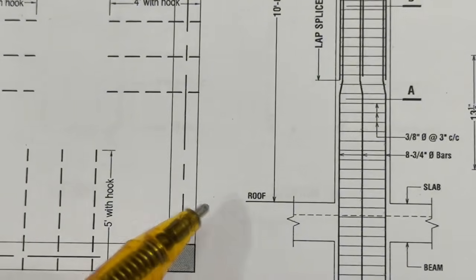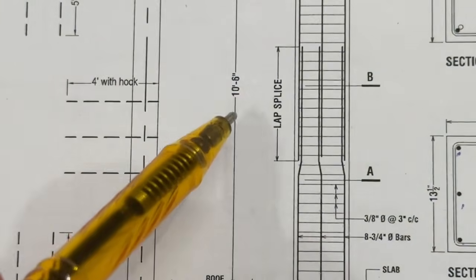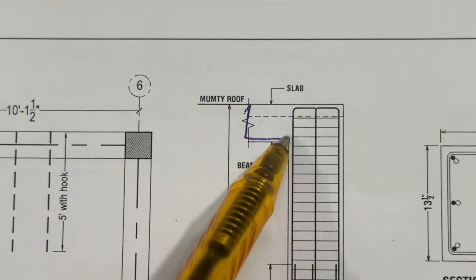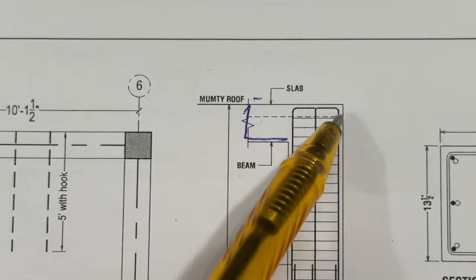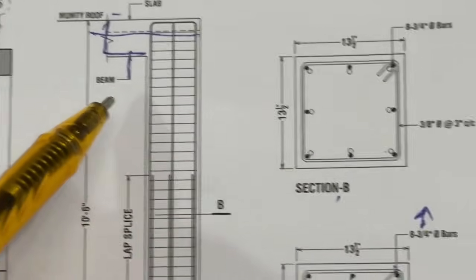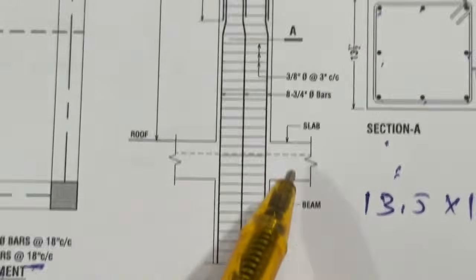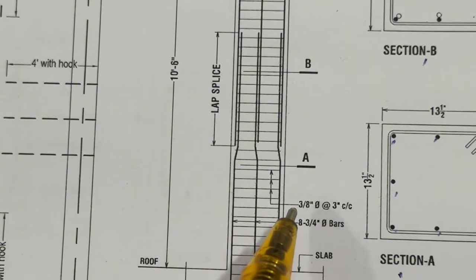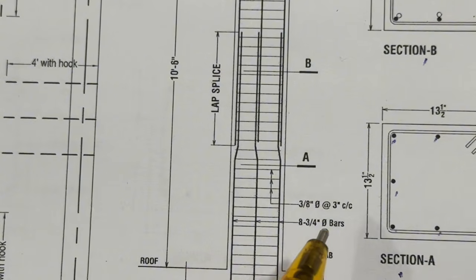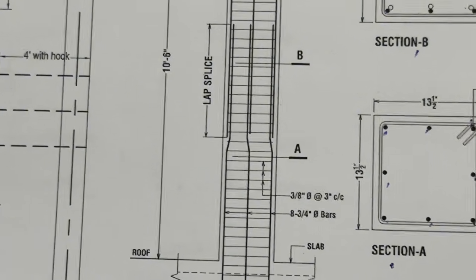So the height is from the roof to the beam top, which is 10 feet and 6 inches, because 6 inches, you can see here, is the thickness of the slab. On the top of this is a slab, and you can also see the beam here. These are the details for this one. You can see the steel reinforcement: 3 sutar diameter with a spacing of 3 inches, and the other one has 8 bars, and the diameter is 3 by 4 inches.